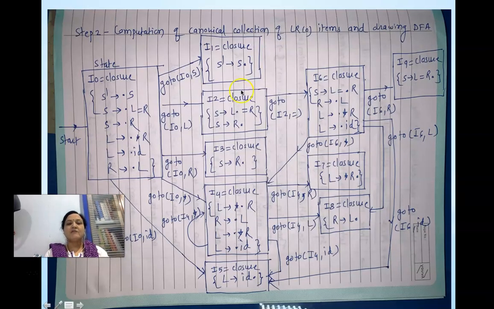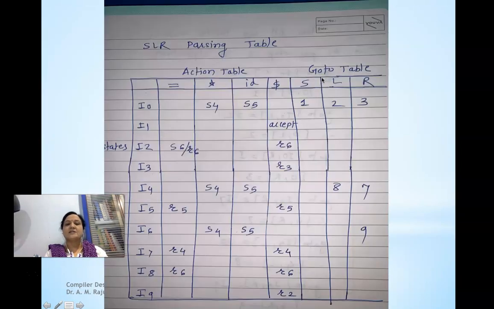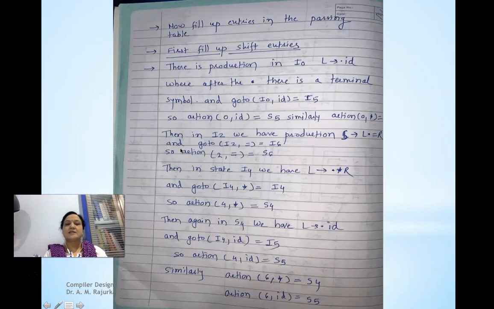Now see in I1, is there any terminal after the dot? No. In I2, yes, after the dot equals is a terminal. Now where is the transition going on equals? Let's see, the production S tends to L equals dot R, means from I2 on equals we are having a transition to I6. So the table entry will be I2 comma equals is S6.